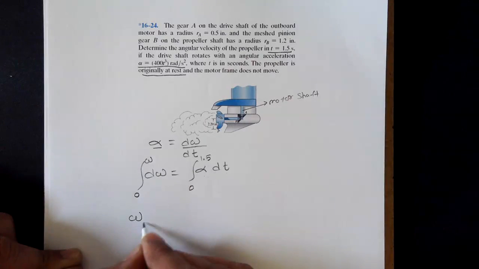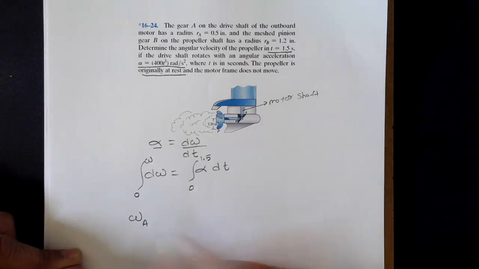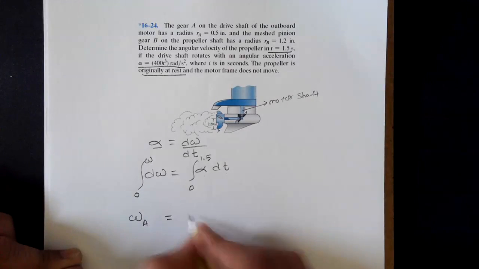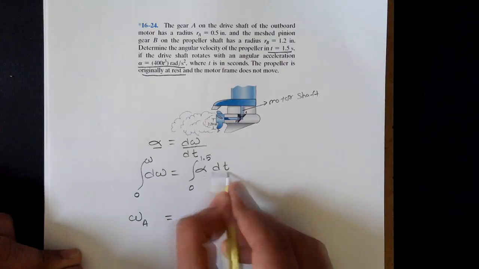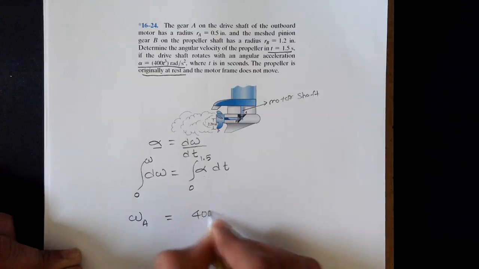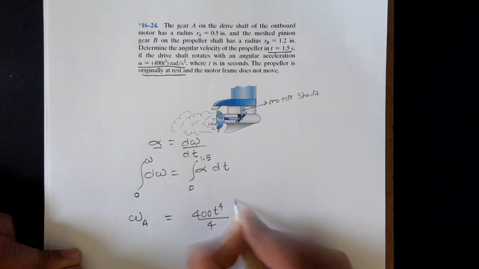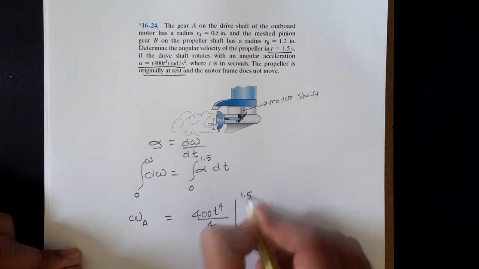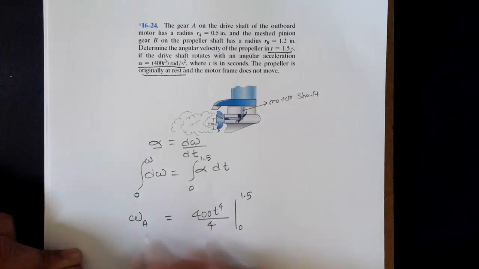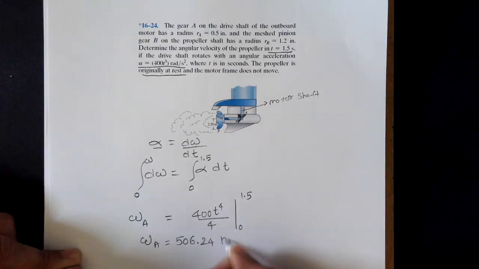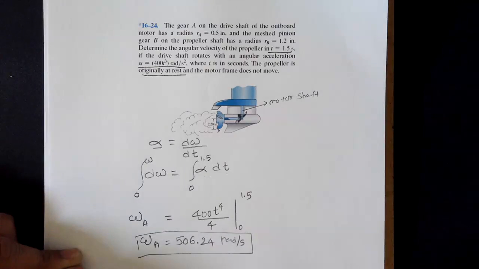So this will become now omega A, because we are calculating for gear A, equal to 400 t cube dt. So integral of that is 400 t raised to 4 divided by 4, and we need to substitute the values of t from 0 to 1.5. So when we solve this integral, we get omega A as 506.24 radians per second. This is the angular velocity of gear A after substituting t is equal to 1.5 seconds.